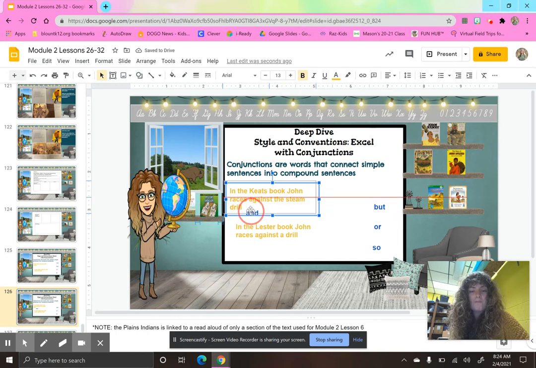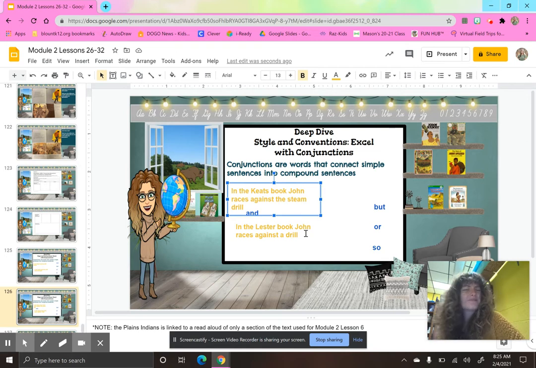What about but? In the Keats book, John races against the steam drill. But in the Lester book, John races against a drill. No, we're not contrasting those two. So but would not work. In the Keats book, John races against a steam drill. Or in the Lester book, John races against a drill. Does or work? No, because that is when we're talking about options.